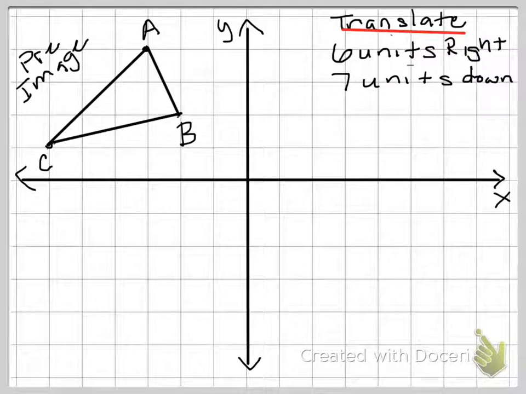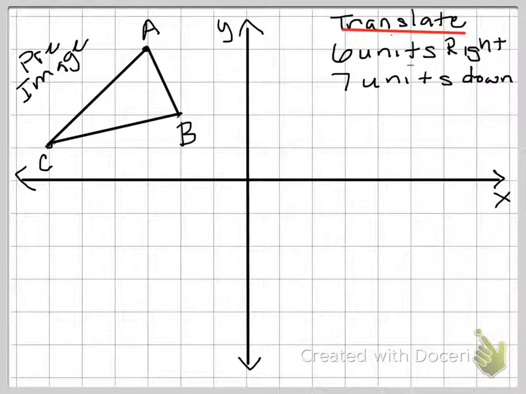So the way I showed it to you, translation was a shift, and just taking every vertex labeled A, B, and C and moving each of those 6 units to the right and 7 units down will give you the final image, or the image of that translation.